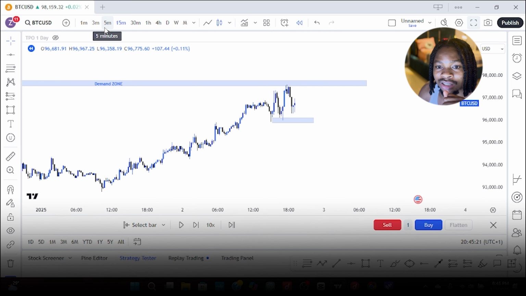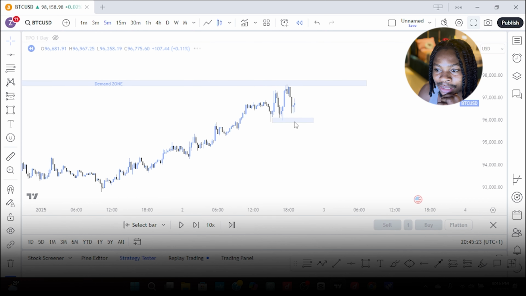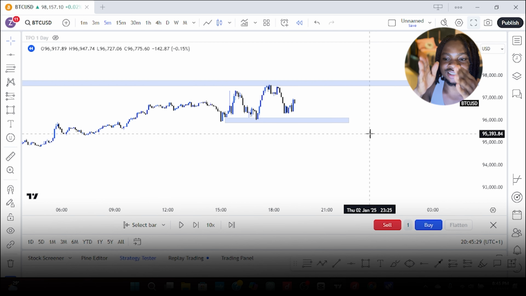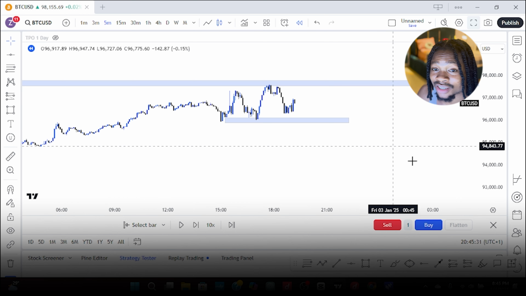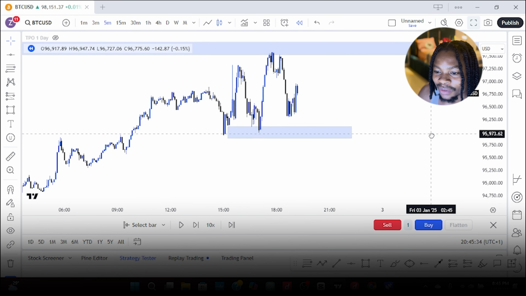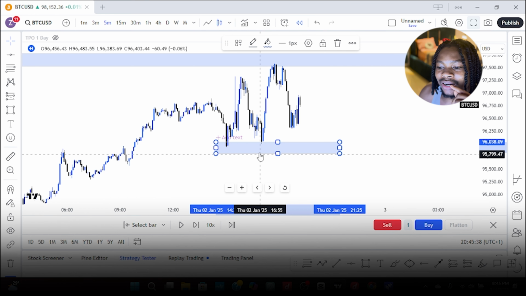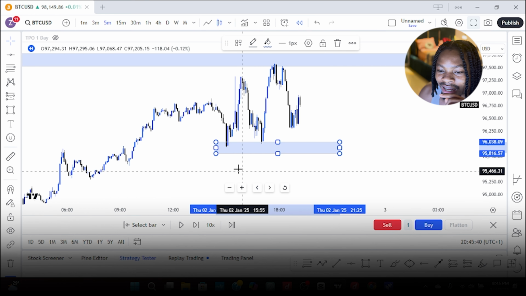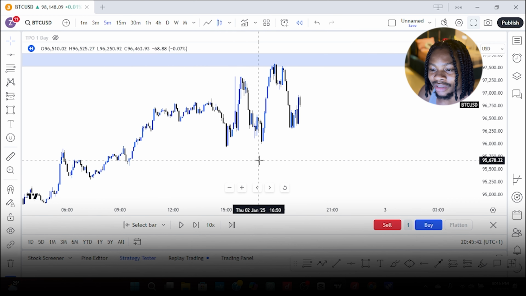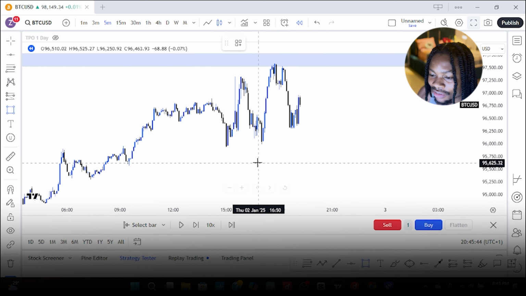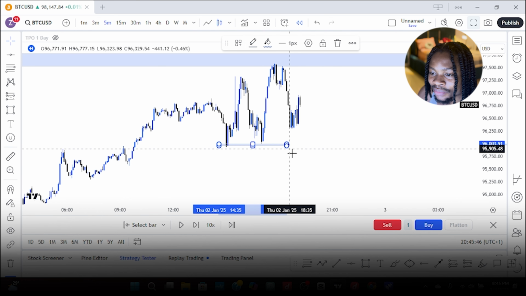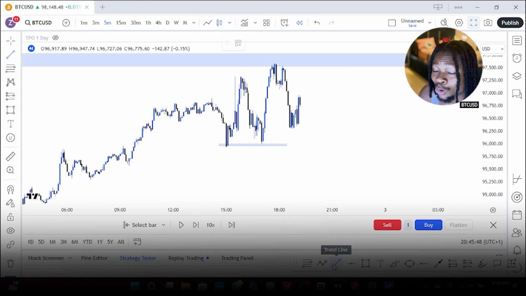So on the 5 minutes, the first thing I want to see is an equal low when price is approaching a demand zone. This is where the trick is. Now, as you can see right here, we have an equal low, sign 1. After we had that equal low, I was okay, fine, this is getting interesting. We have equal low 1. I want to see a break of structure.